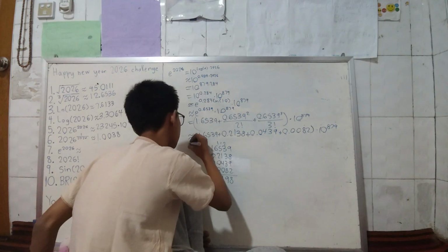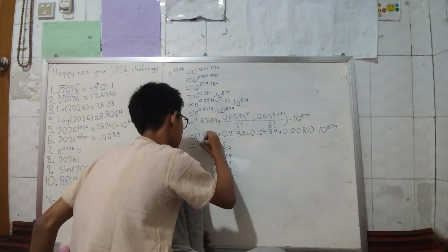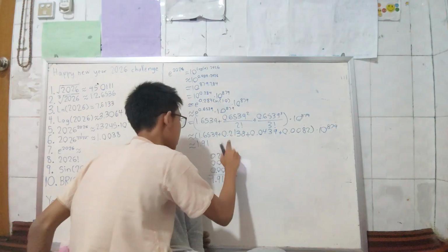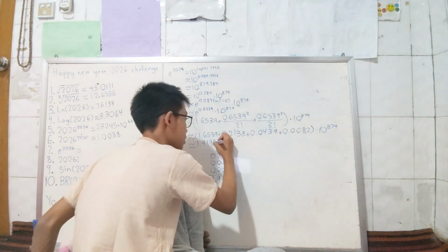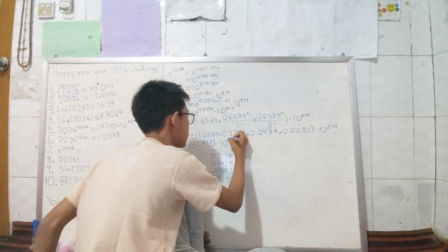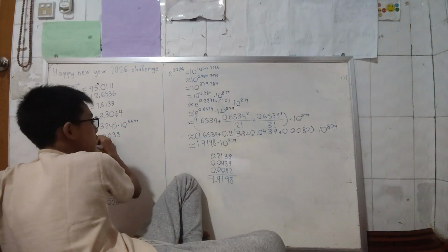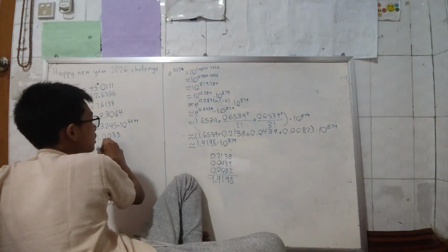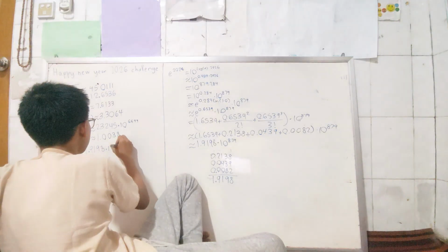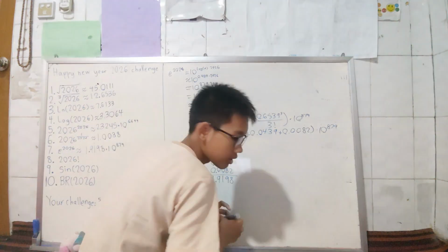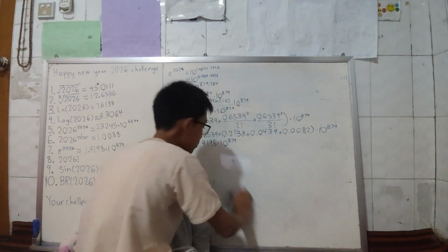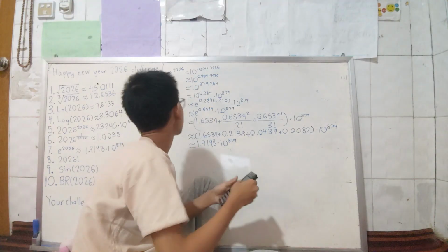So it's approximately 1.9198 times 10 to the power of 879. So that's gonna be approximately 1.9198 times 10 to the power of 879. So this is a good estimate. I'll use the right calculator to check.